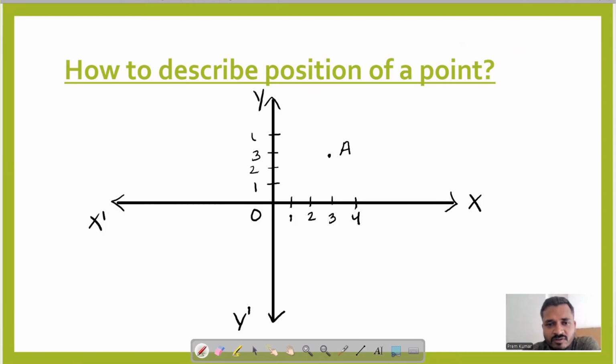So now you tell me, when I draw a perpendicular from point A on x-axis, where does it meet? It meets near about 3. Perfect. And when I draw a perpendicular on y-axis, where does it meet? It meets near about 3. Okay. So what about the coordinates of this point? It is (3, 3). First we will take x-axis, then we will take y-axis. I hope it is clear, right?